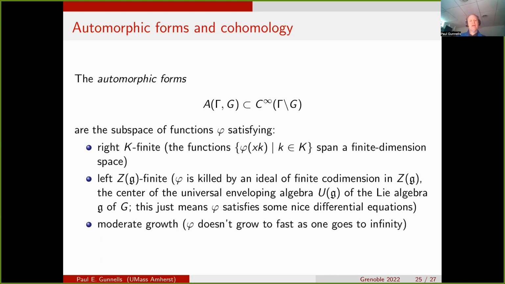So saying that it's left ZG finite just means that there's some collection of differential equations that it satisfies. I mean, you can certainly say something is holomorphic using a collection of differential equations. It's a generalization of that. What's the natural generalization when you replace G by SL2(R), or by a general group G? And we also want a growth condition. We don't want the function to grow too rapidly as you go to infinity. It's kind of technical to say what it is, but you're probably familiar with that in the case of modular forms anyway.